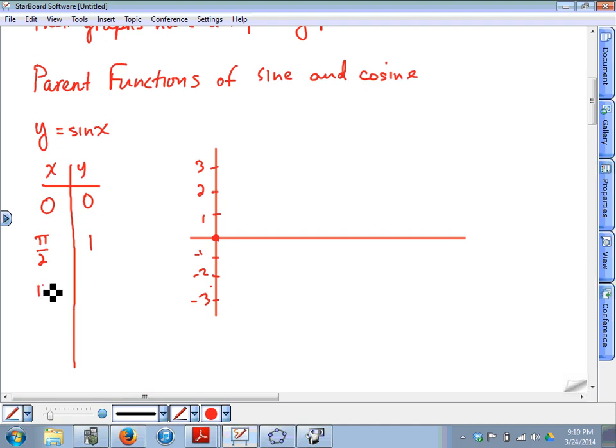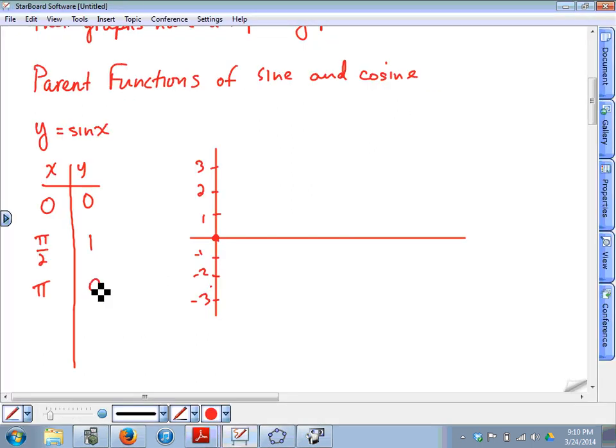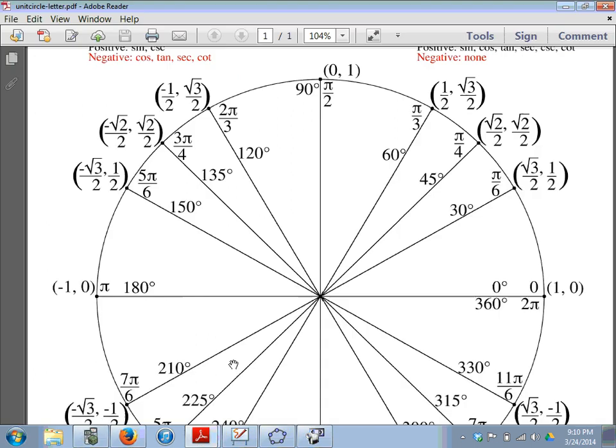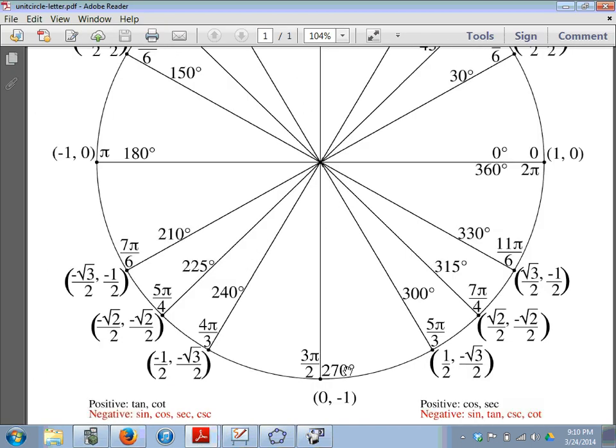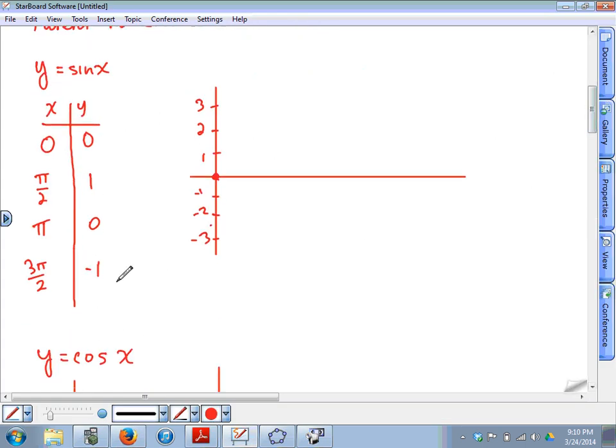The next quadrantal angle would be pi. Again, referring to the unit circle, if we go over here to pi, the y value there is 0. The next quadrantal angle would be 3 pi halves. That's down here at the bottom of the unit circle, 270 degrees or 3 pi halves radians. The y value there is -1. And if we complete the full circle and end up at 2 pi, we'd be back to 0.